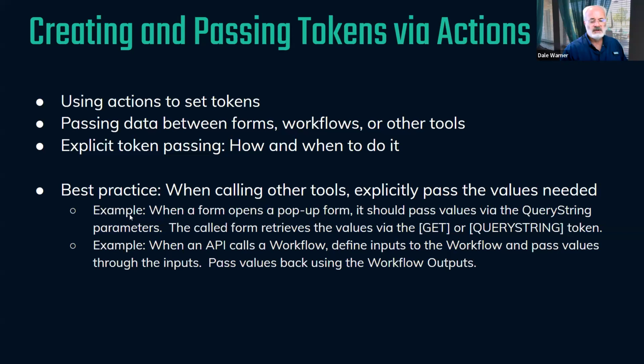So let's say a form opens up a pop-up form. Now you have two different forms, and the pop-up form has a different context. You can pass the values by way of the query string parameter. The open form pop-up action has the ability to provide query strings, so you can send those values to the pop-up explicitly. And then the pop-up can, in its initialization events, use the get query string functions to get the value being passed. So you're explicitly passing it.